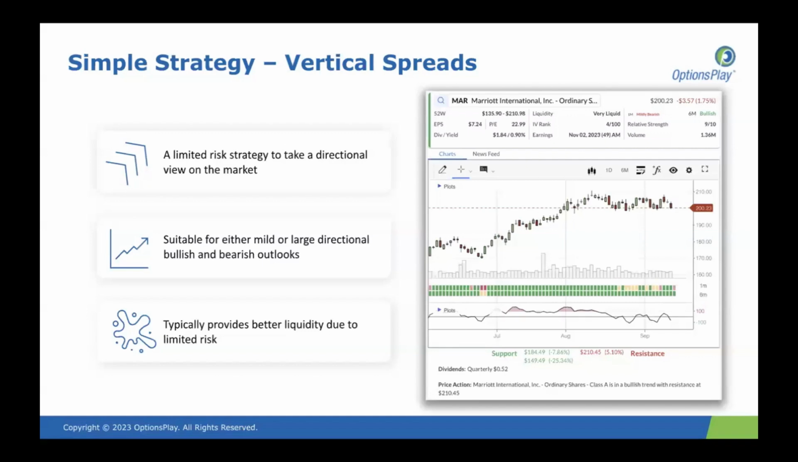So here's a simple strategy, and today we're going to start by doing a bear put spread in Marriott International, the hotel chain. MAR is the symbol. But first of all, if you're looking at the chain, you have a limited risk strategy to take a directional view on the marketplace. So we're going to say limited risk as opposed to just buying a put outright.